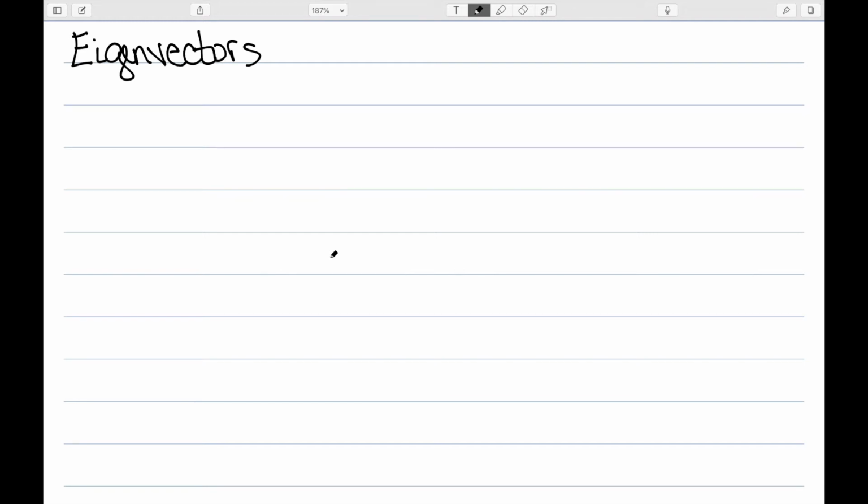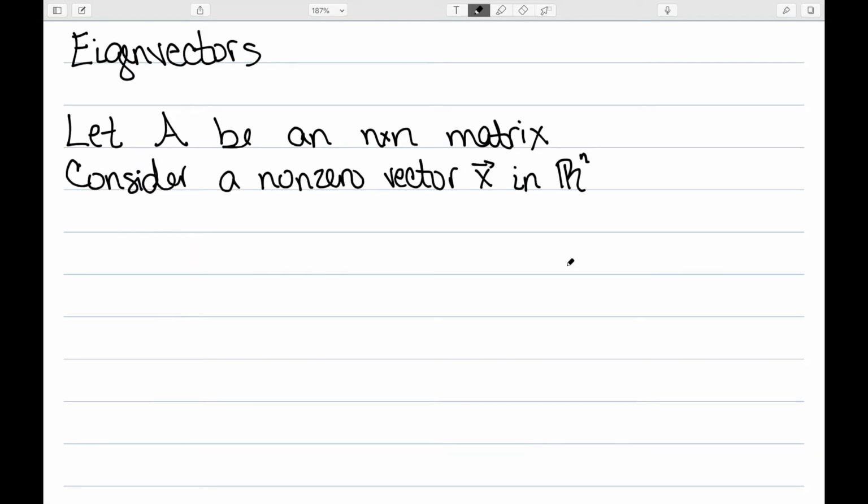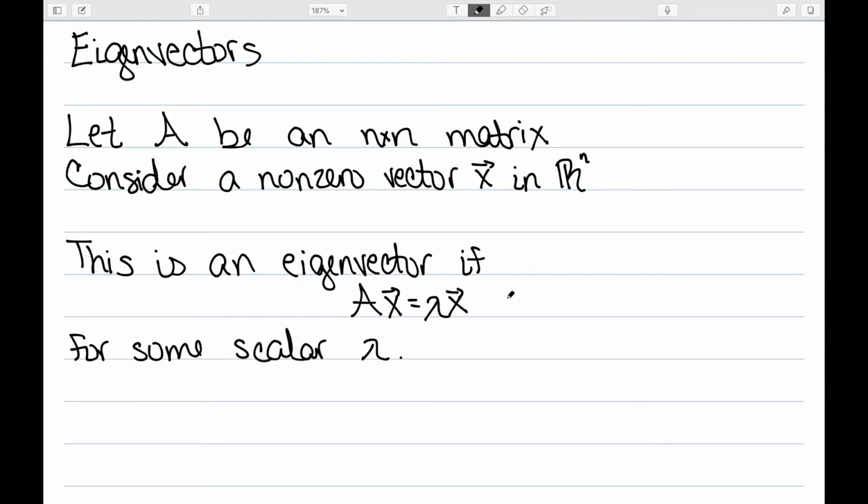In this video, I want to define an eigenvector and show how to compute them. Let's let A be an n by n matrix, so we do need a square matrix. I then want x to be a non-zero vector in Rn. We then say this is an eigenvector if A times x is equal to lambda x for some scalar lambda.